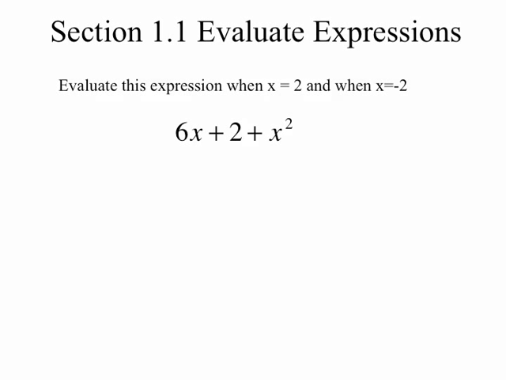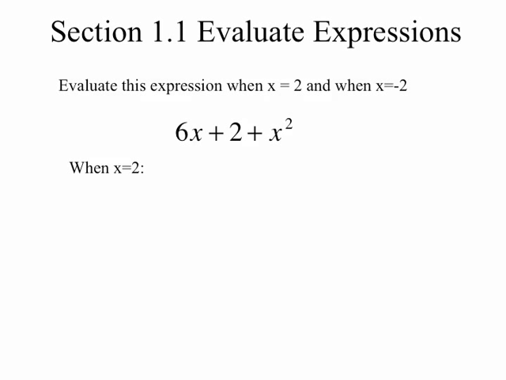In section 1.1, we are evaluating expressions, so you'll see problems that say things like evaluate this expression when x equals 2 and when x equals negative 2. What that means is that we're going to run the same problem twice. The first time through, we're going to plug in 2 for x. The second time, we're going to plug in negative 2 for x.